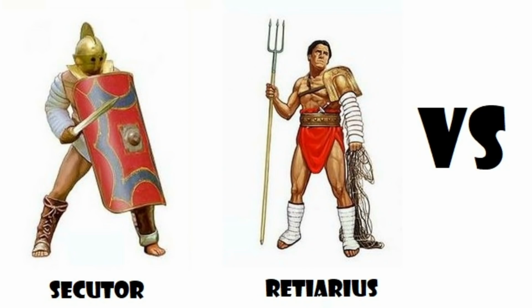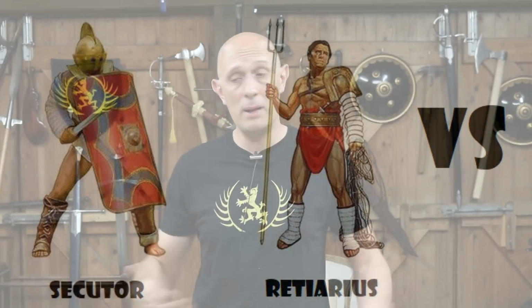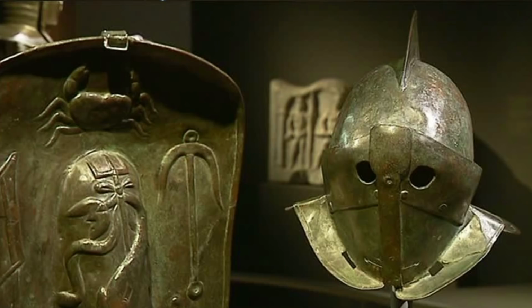The Secutor was specialised for fighting against the Retiarius. Now, whilst the Secutor has a very protective helmet, completely encases the head and protects the neck, at least from downwards blows and stabs, it only has two small eye holes, and it is a relatively heavy helmet. We have surviving helmets from Pompeii and elsewhere, and we have iconography of them all over the place. And these are very all-encompassing and encasing helmets.